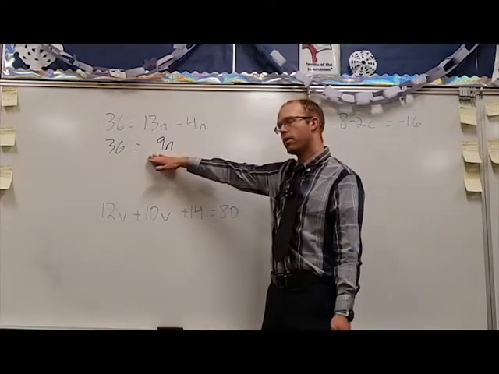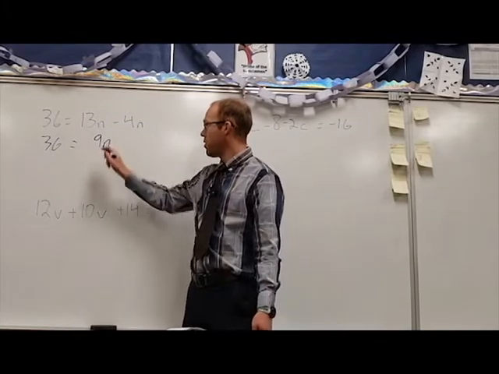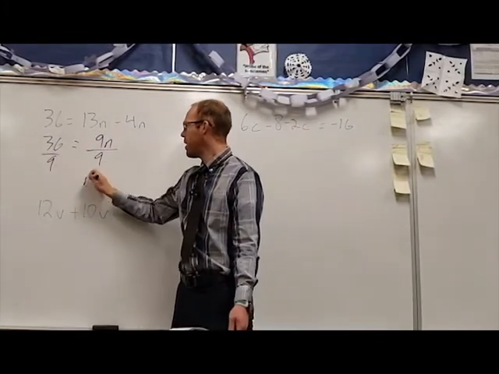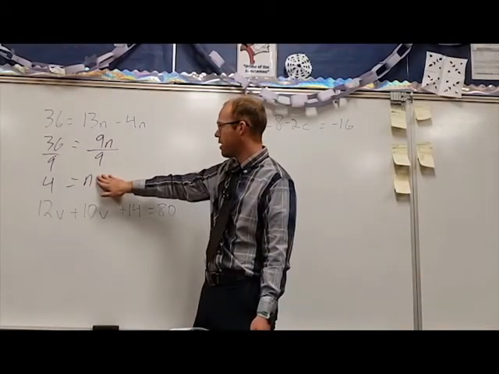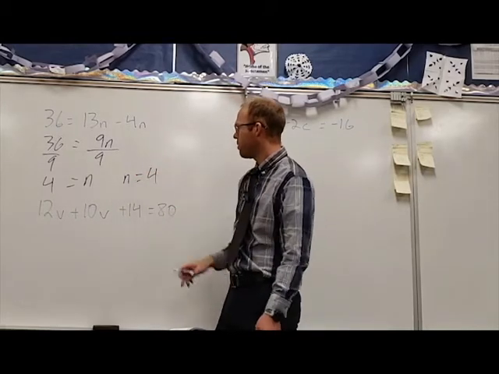And now these look like the ones that we did before where we've got some multiplications. So we're going to finish that out by dividing by 9, and we get n equals 4. And it's okay that the n is on the right hand side. If you prefer it on the left, you could rewrite it as n equals 4 like this.